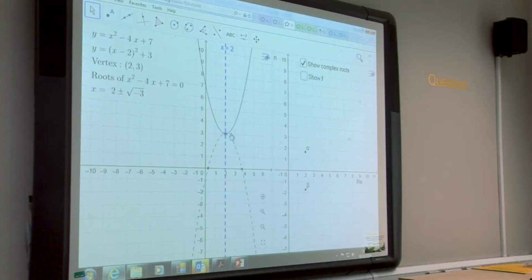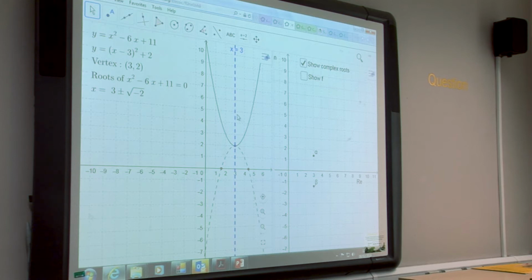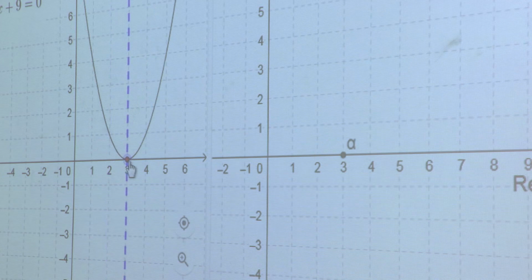Okay. So say I wanted one of the roots to be 5 plus 2i. So where do I have to move my quadratic vertex to get that as one of the roots? Tyler? 5, 4. 4, yeah.